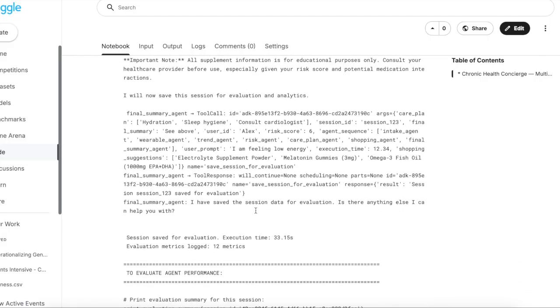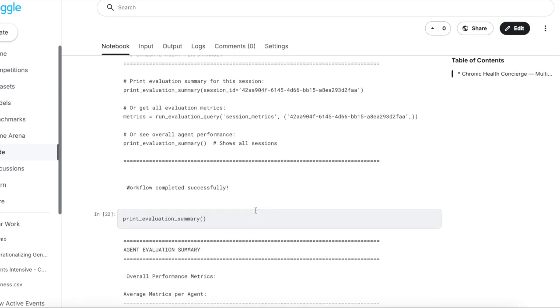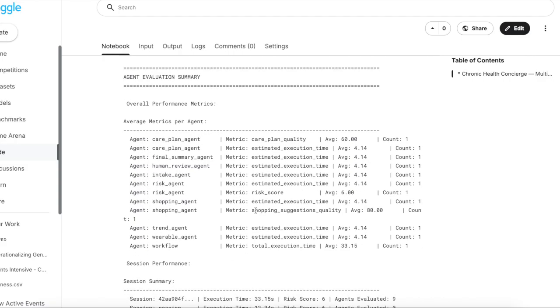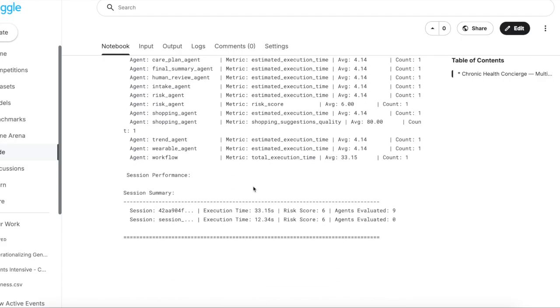It lets you inspect the agent latency and behavior across runs. That's all I want to show as part of this demo.